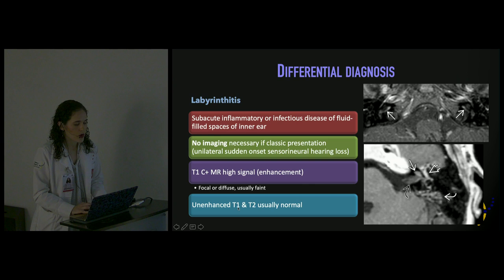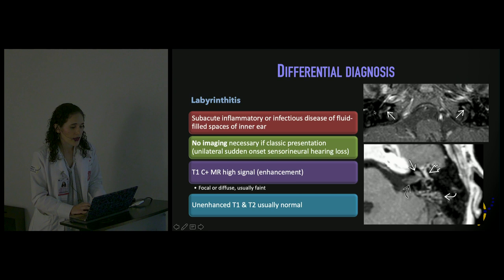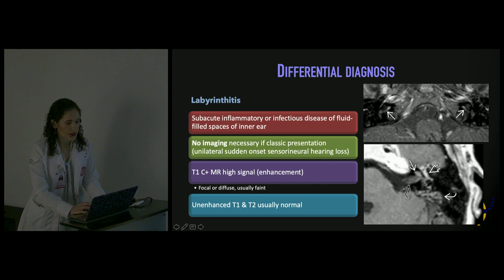Look, these are two T1 post-contrast images that have enhancement of the cochlea bilaterally. And look at this case, which is very, very similar to our case. They have enhancement of the cochlea, enhancement of the facial nerve, enhancement of the mastoid cells, and also enhancement of the internal auditory canal. So they have meningitis too, okay?